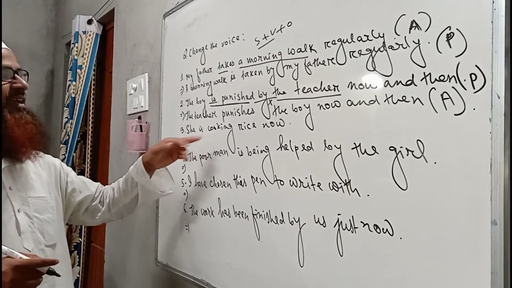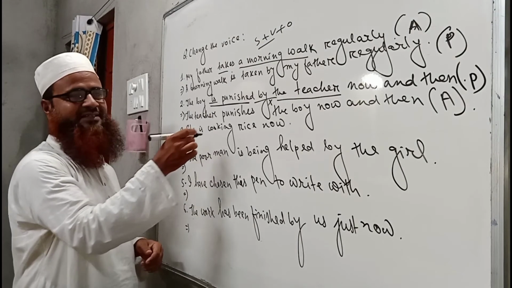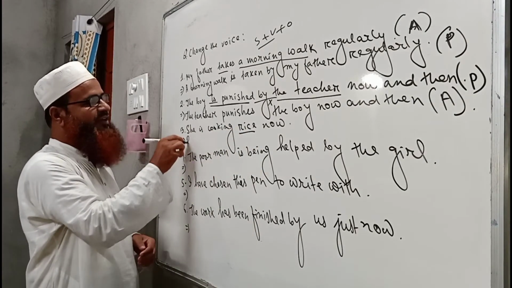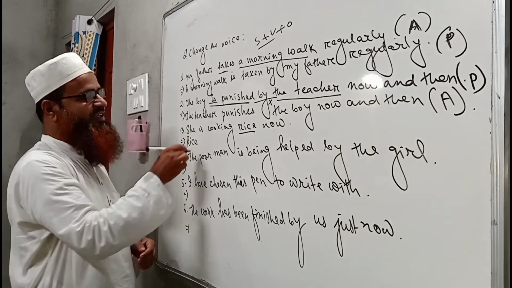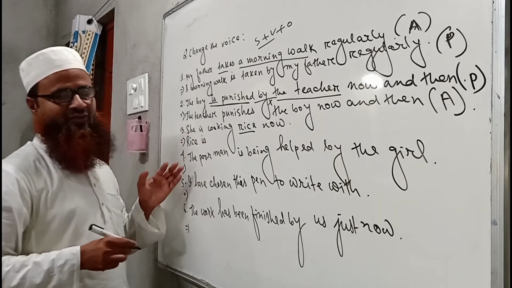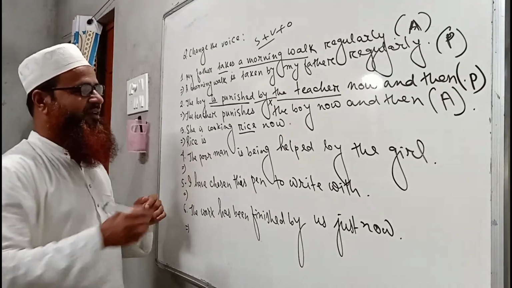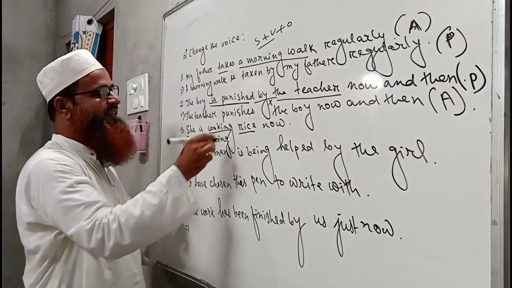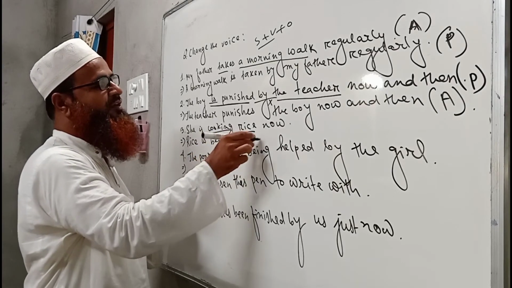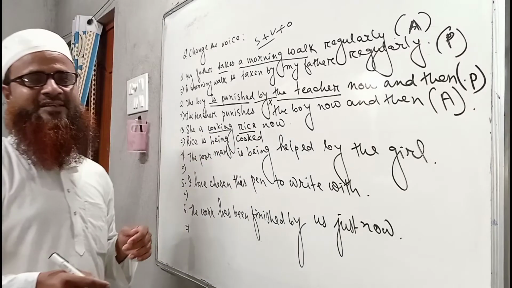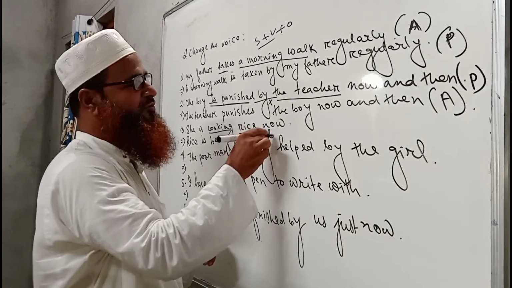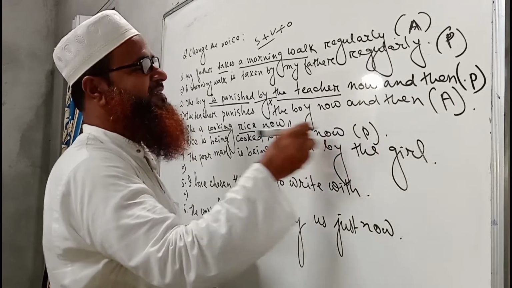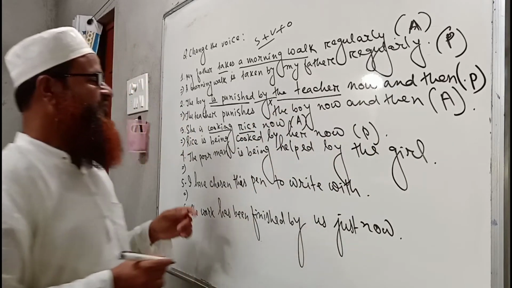She is cooking rice now. So definitely it is the sentence of present continuous tense. Here rice is the object. It will become the subject and is present here. So rice will take the verb is, and as there is ing we have to use being. So rice is being cooked. The past participle form of cook is cooked, by her now. So it is the sentence of passive voice, and the active voice sentence is she is cooking rice now.